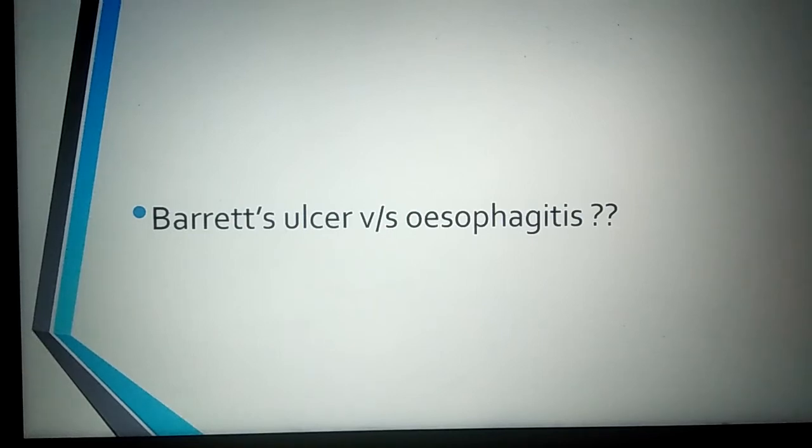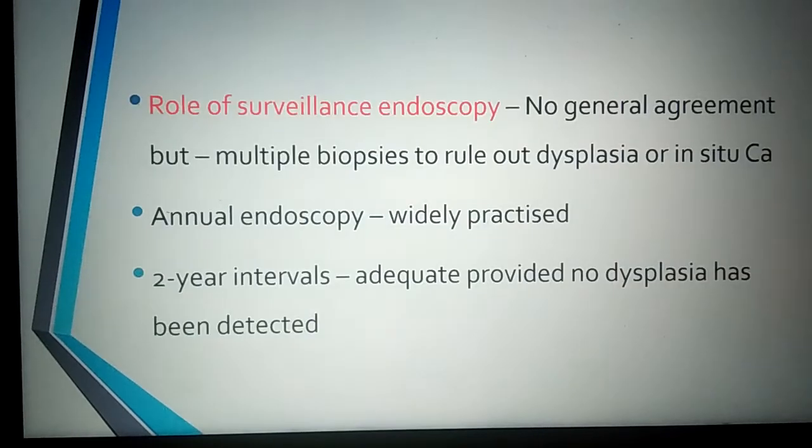Now, how to differentiate between Barrett's ulcer versus esophagitis? In esophagitis, during upper GI endoscopy, we can take biopsies from there. In esophagitis, only inflammation will be there, but squamous epithelium will be there. In Barrett's ulcer, columnar epithelium will be there along with inflammatory signs. You may have a component of carcinoma also in Barrett's esophagus sometimes. Then what is the role of surveillance endoscopy?